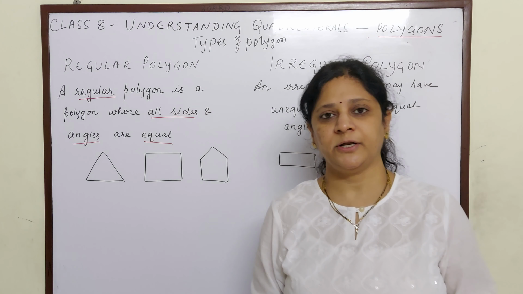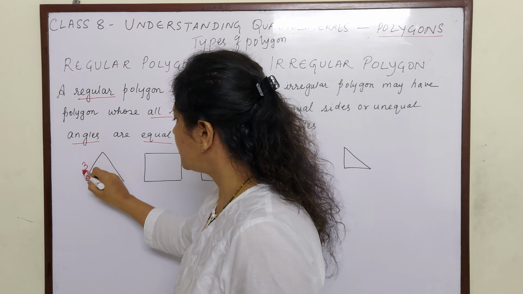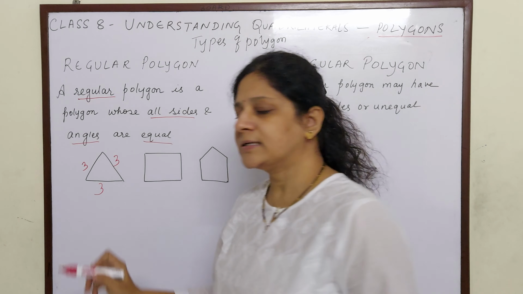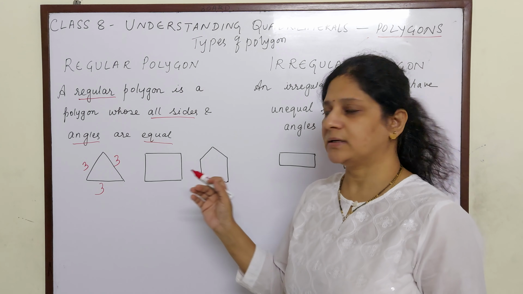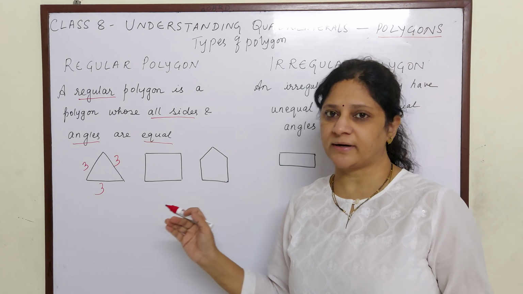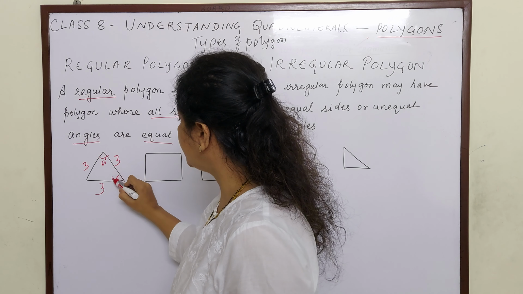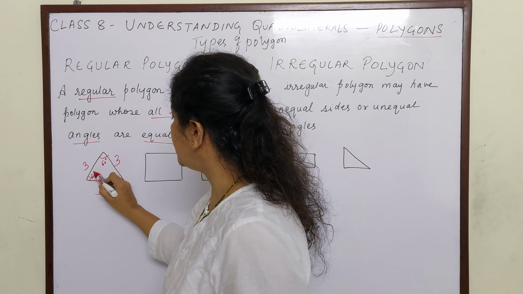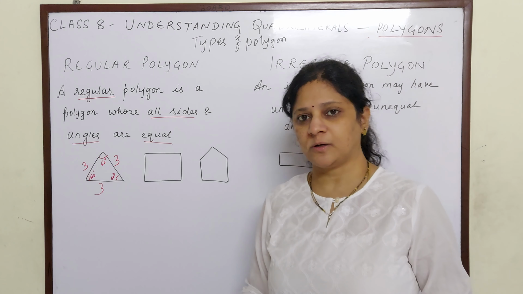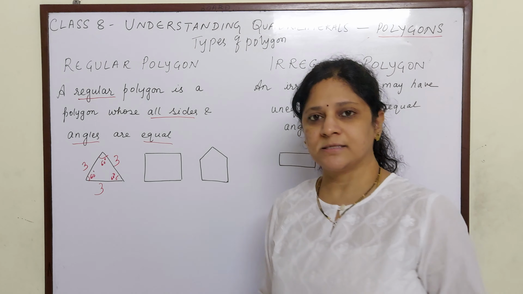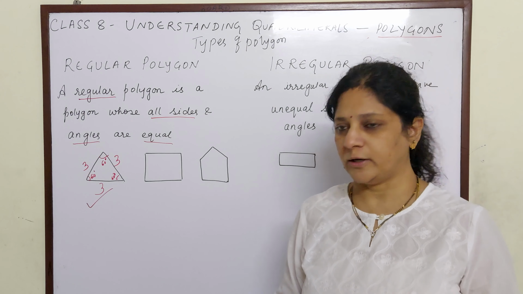Like you must have learnt in your younger classes, an equilateral triangle has the same measurement. If suppose this is 3 cm, then all the sides are 3 cm. And according to the angle sum property, the sum of angles of a triangle is 180. So an equilateral triangle will have 60° as each angle, because 60 into 3 is 180. All the sides are equal and all the angles are equal. So you can say that this is a regular polygon.